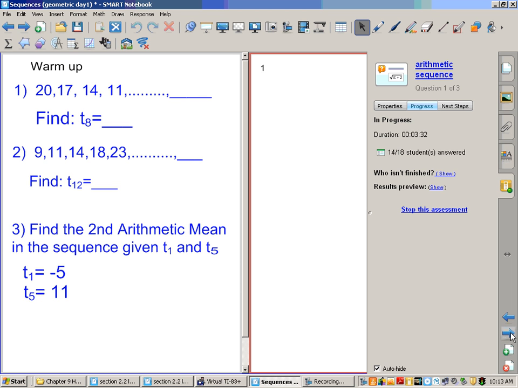Find the second arithmetic mean in the sequence for T1 and T5. Here's a sequence of 1, 2, 3, 4 numbers. There's T sub 1, there's T sub 2, there's T sub 3, there's T sub 4. There's 4 numbers that have arithmetic means of 3. Oh, and you gave us 4, not 5. It says find the second arithmetic mean in the sequence, so it would be the second missing number, but I don't know how to find it per se. It's a negative.